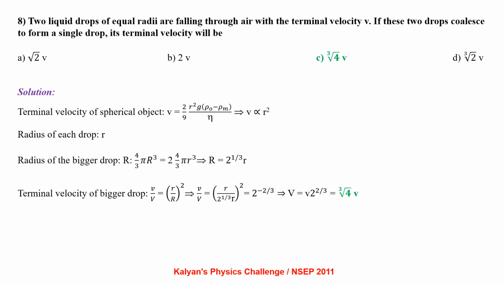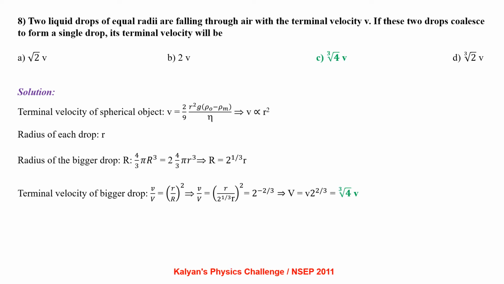Two liquid drops of equal radii are falling through air with a terminal velocity v. If these two drops collide to form a single drop, its terminal velocity will be? Terminal velocity of a spherical object, v equals 2 by 9 r square g (rho naught minus rho m) by eta. Here rho naught is the density of the object and rho m is the density of the medium. From where we get v is proportional to r square.